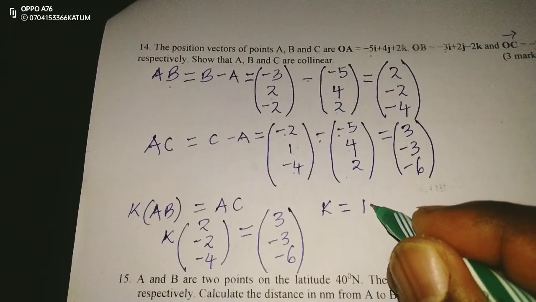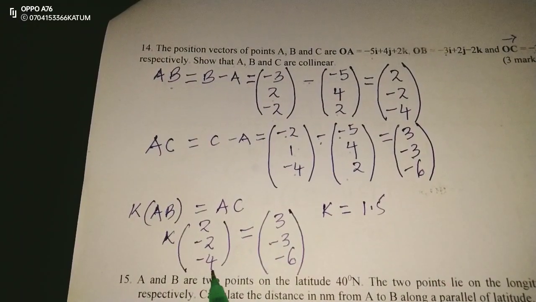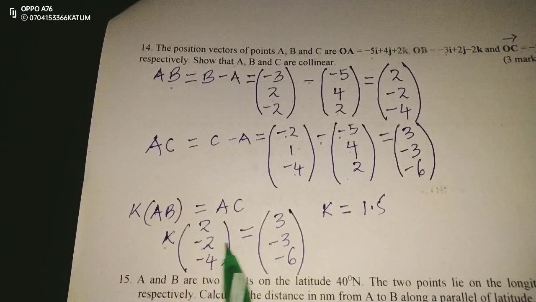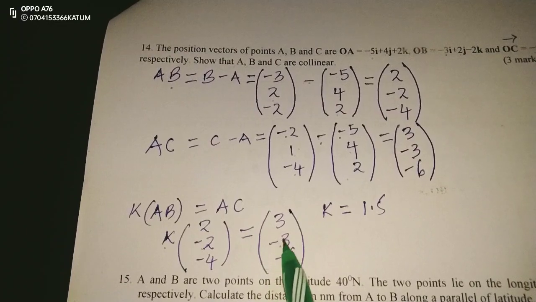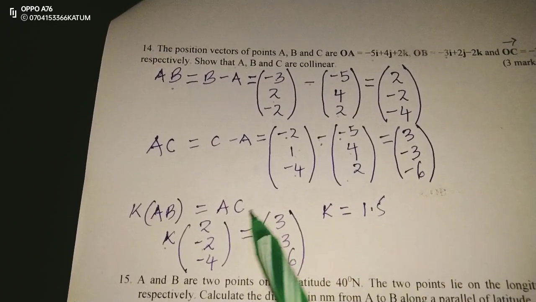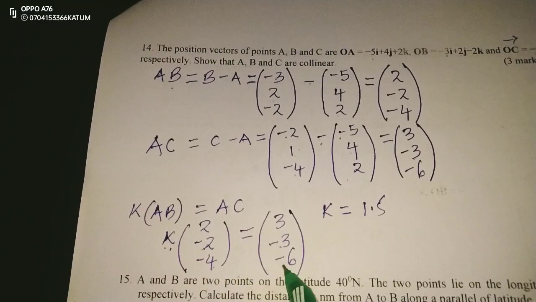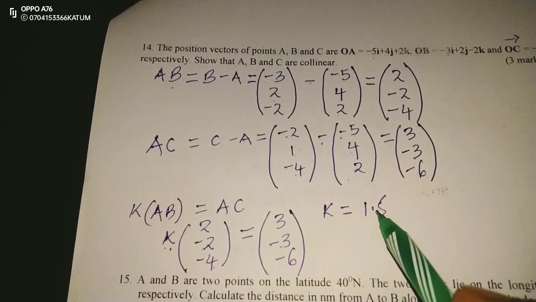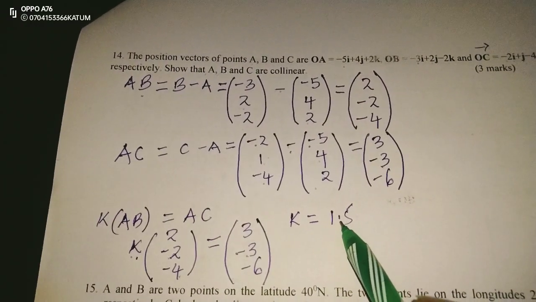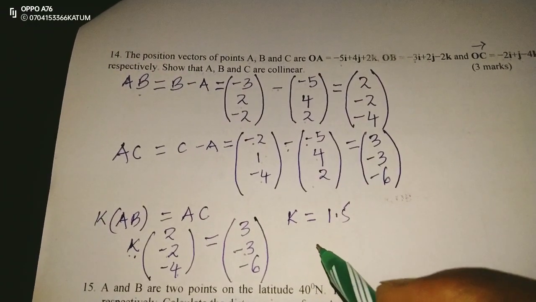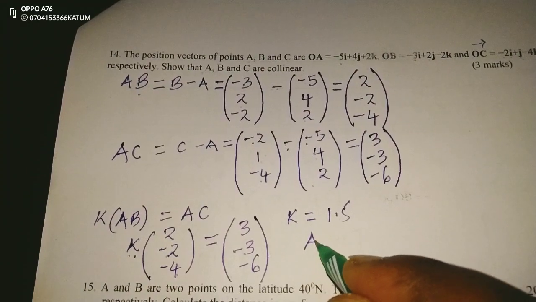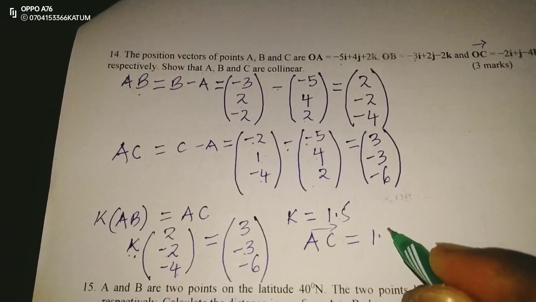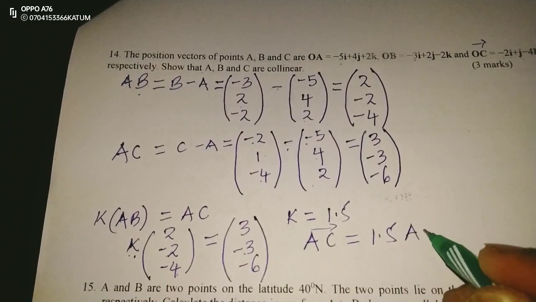That is 1.5. When we consider -2k equals -3, again we will simplify and confirm k to be 1.5. When we have -4k equals -6, we will again divide through by 4 and we will confirm the value of k to be positive 1.5. Therefore, we can say that vector AC is equivalent to 1.5 vector AB.